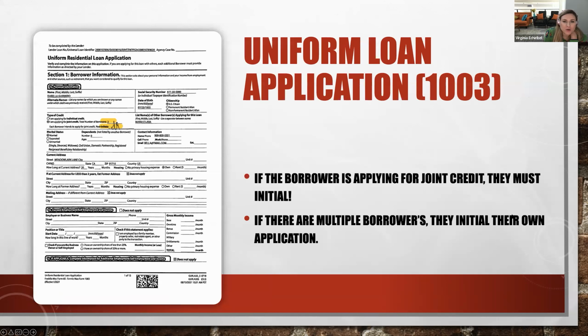Very good. So the new loan application is a pain because every lender is a little different, but if there are multiple borrowers, so if the borrower is applying for joint credit with another person, they always initial section 1A, always. Both signers don't need to initial, just one signer needs to initial there. They each have their own loan application. So that's missed all the time. Yeah, all the time. Very good.